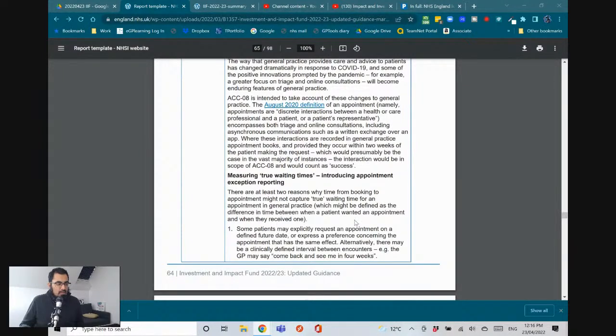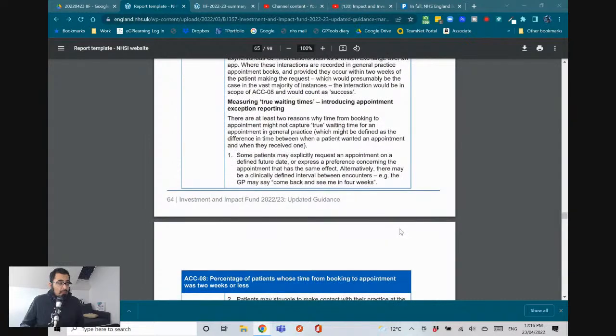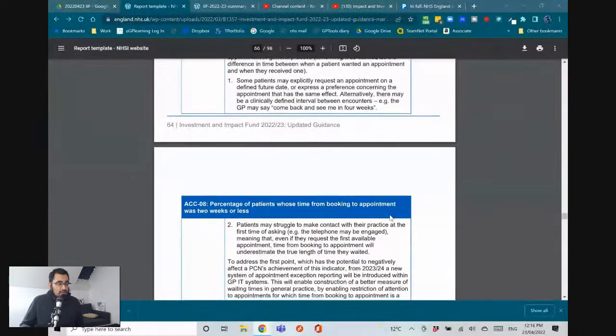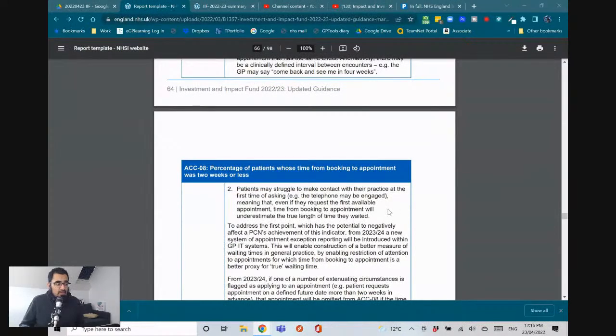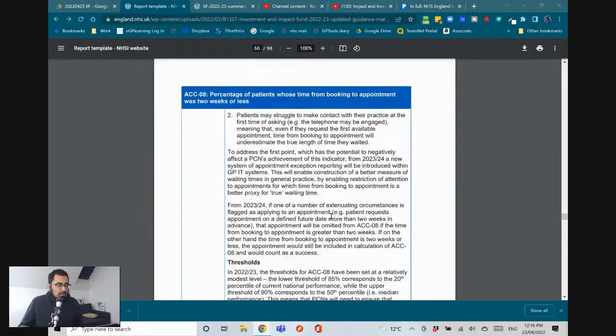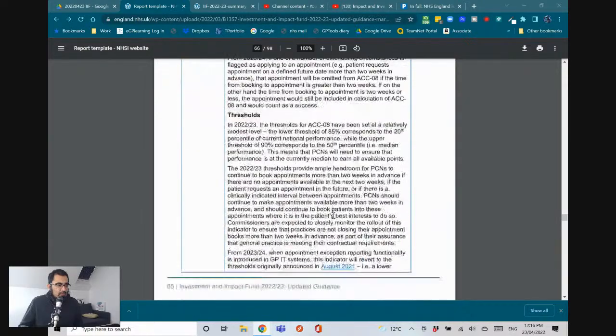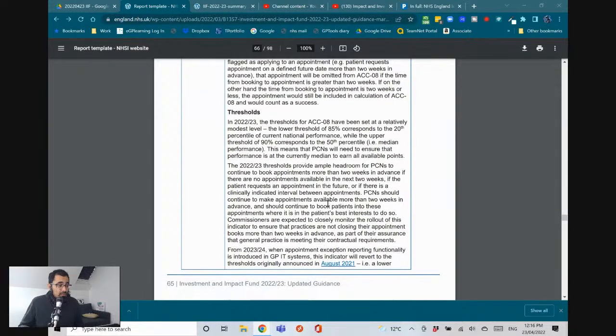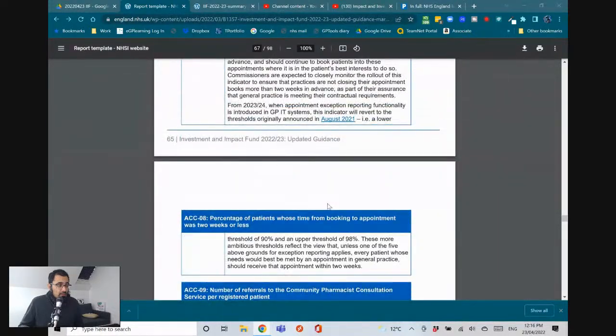Some patients may explicitly request an appointment on a defined future date. Yeah, the GP may say come back and see me in 4 weeks, for example. Patients may also struggle to make contact with their practice the first time. Asking for a telephone appointment, the line may be engaged, meaning that if they request their first available appointment, and so on. To address the first point, okay, thresholds. Apologies, guys, I haven't read this one in more detail, so I'm just going to catch up with it now.